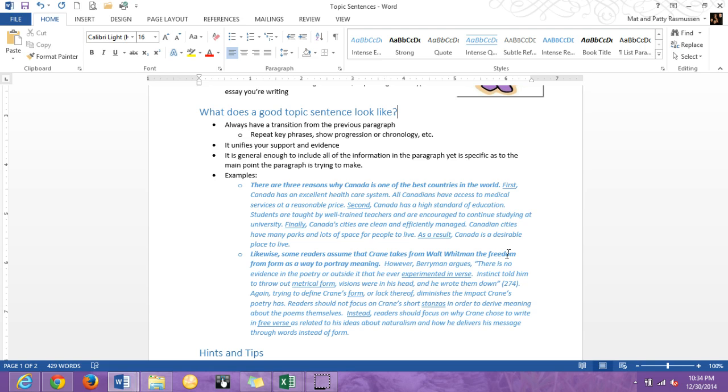So you want to make sure that it's general, your topic sentence is general to include all of the information that you're mentioning, but it's also got to be specific in the main point it's trying to make and how it relates to your overarching thesis statement.